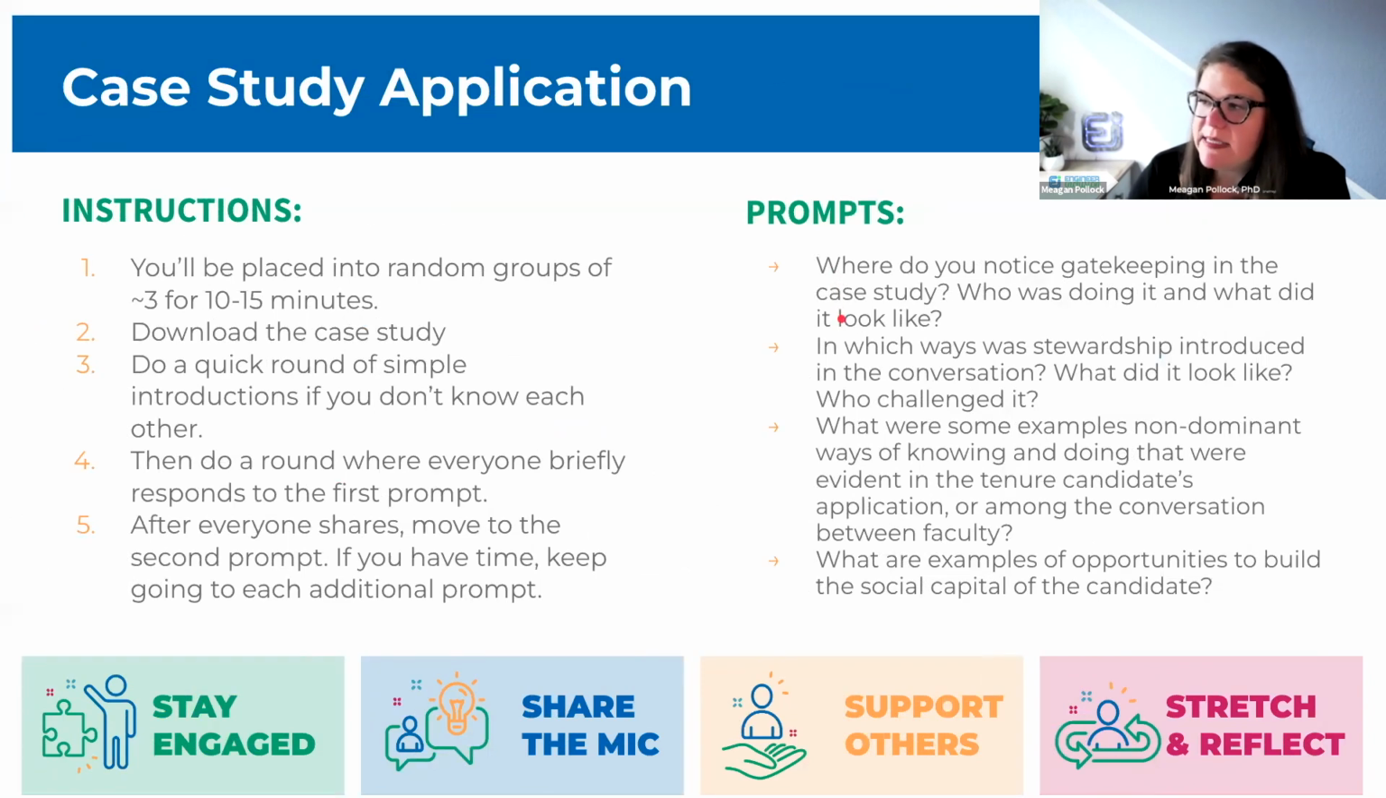Where do you notice gatekeeping? Who was doing it and what did it look like? In which ways was stewardship introduced? What did it look like? Who challenged it? What were some of the examples of non-dominant ways of knowing and doing that were evident in the candidate's application or among the conversation between faculty? And then what are some examples of opportunities to build the social capital of the candidate? And so again, you're holding space for the contrasting values, the funds of knowledge, that's different ways of knowing and doing, the ruling relations, and then understanding the systems of oppression there.